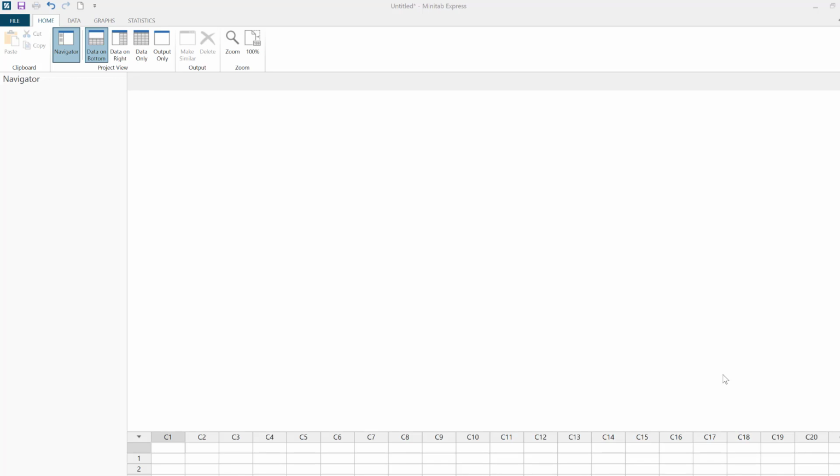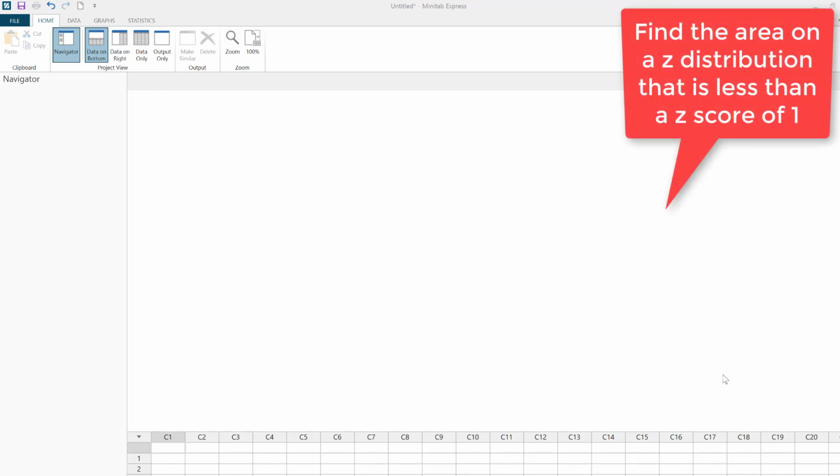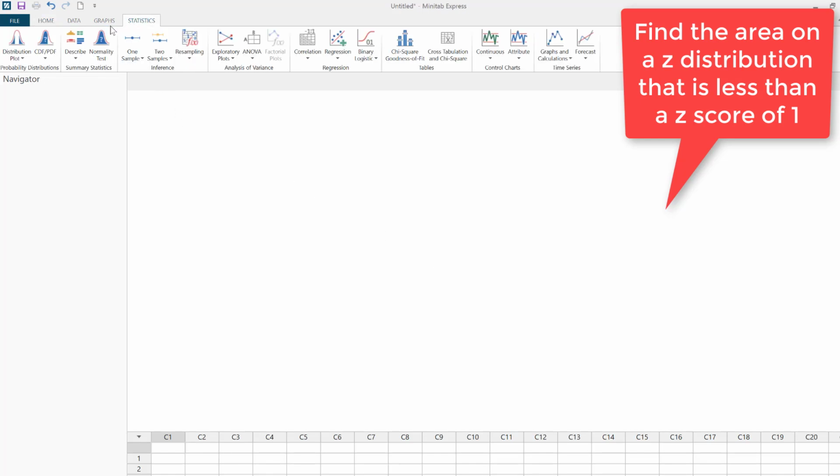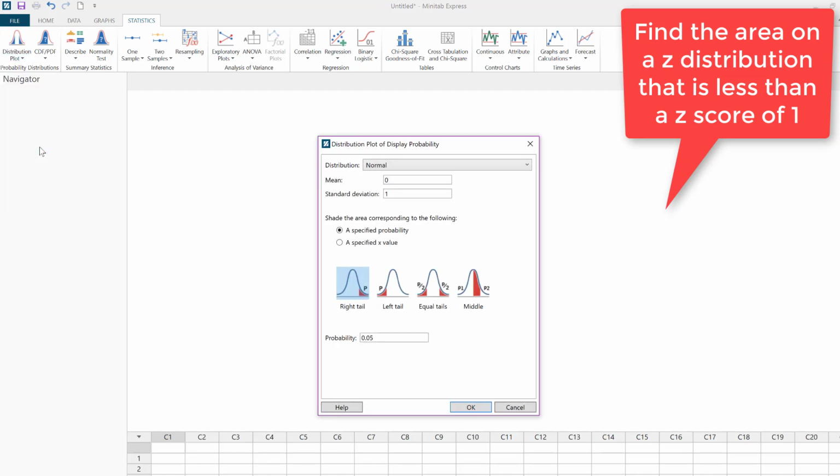For the first example, I want to find the area on a z-distribution that is less than a z-score of 1. I'm on a PC, so I'll go to Statistics, Distribution Plot, Display Probability. The default in Minitab Express is to construct a z-distribution or standard normal distribution. This is a normal distribution with a mean of 0 and standard deviation of 1.